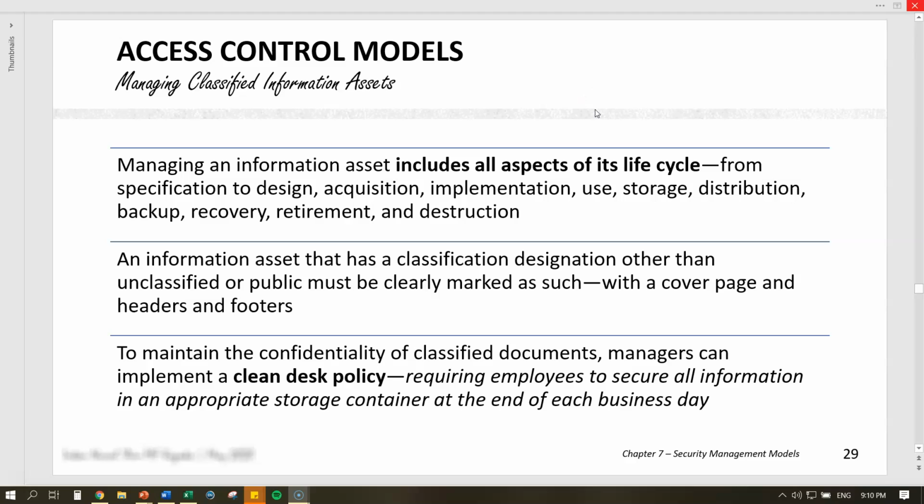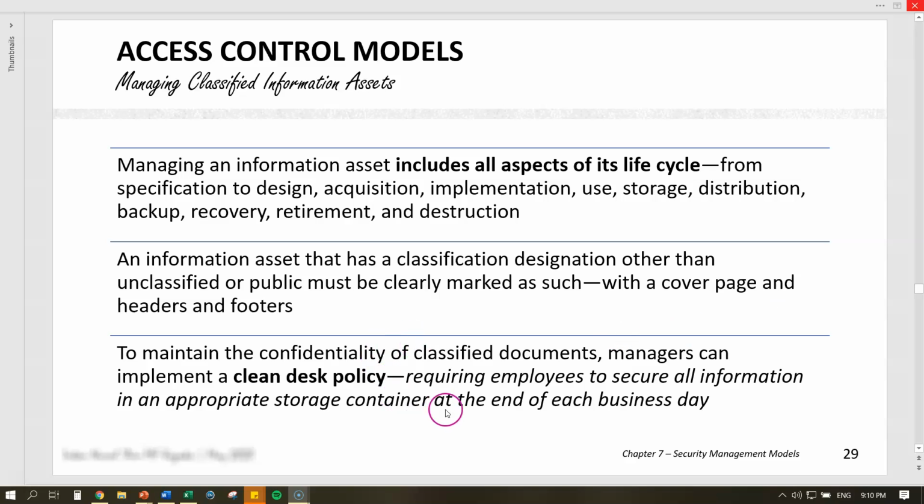Next is managing classified information assets. Managing an information asset includes all aspects of its life cycle, from specification to design, acquisition, implementation, use, storage, distribution, backup, recovery, retirement, and destruction. An information asset that has a classification designation other than unclassified or public must be clearly marked as such with a cover page and headers and footers.